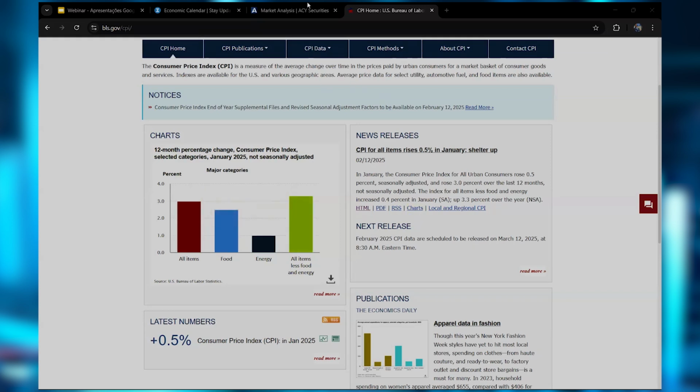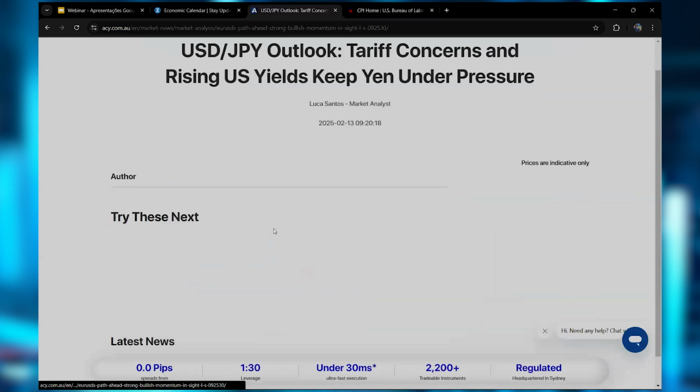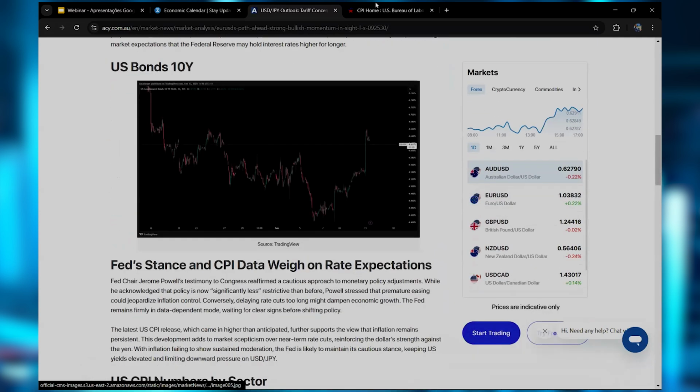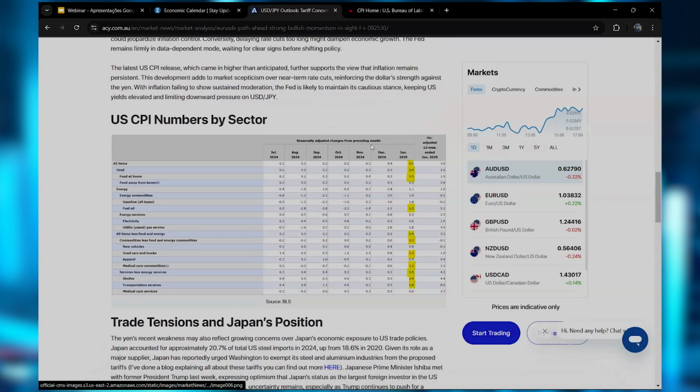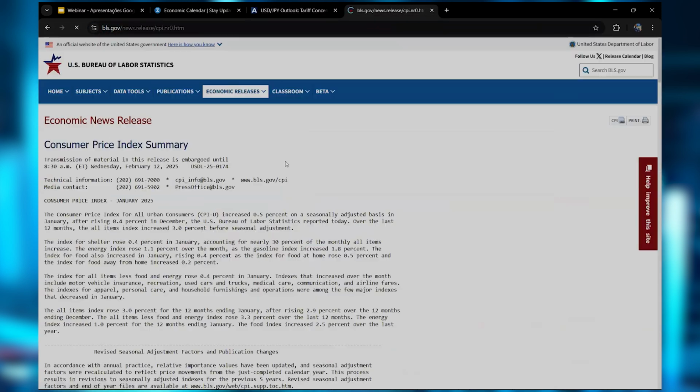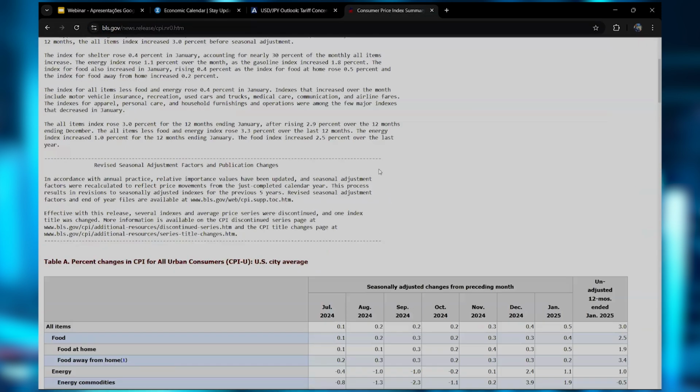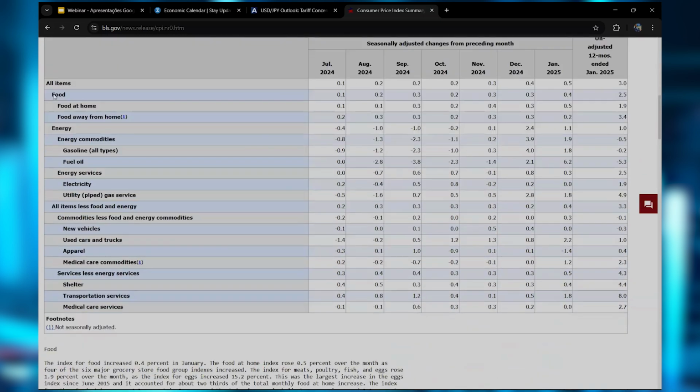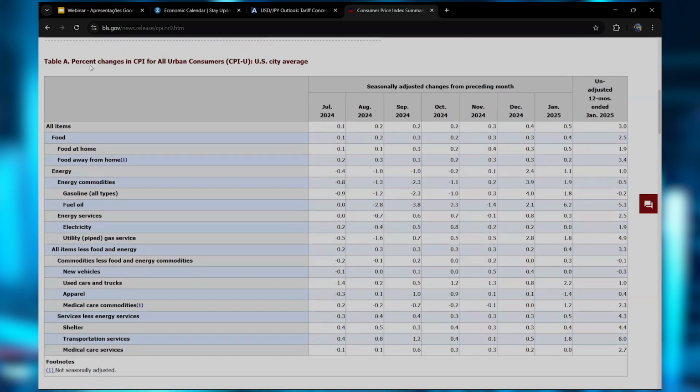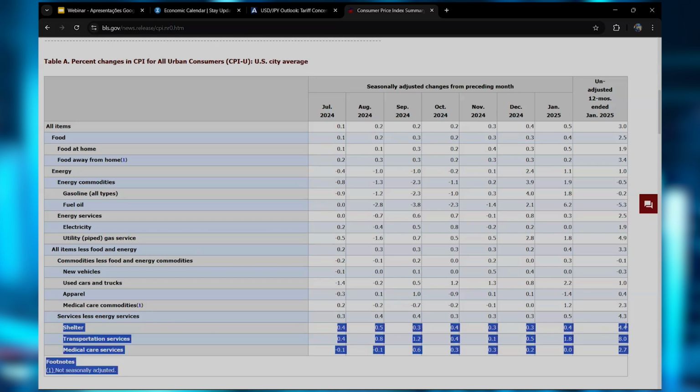So how can we get access to this page here? Well, that's very simple. We come to HTML right here, news releases, HTML. Or if you want, you can download it as well. You can just click on PDF, but that's what we want. So, Table: percent change in CPI for all urban consumers, CPI-U, US city average. Okay. Now, let's get into it. The shelter price right here in the bottom.